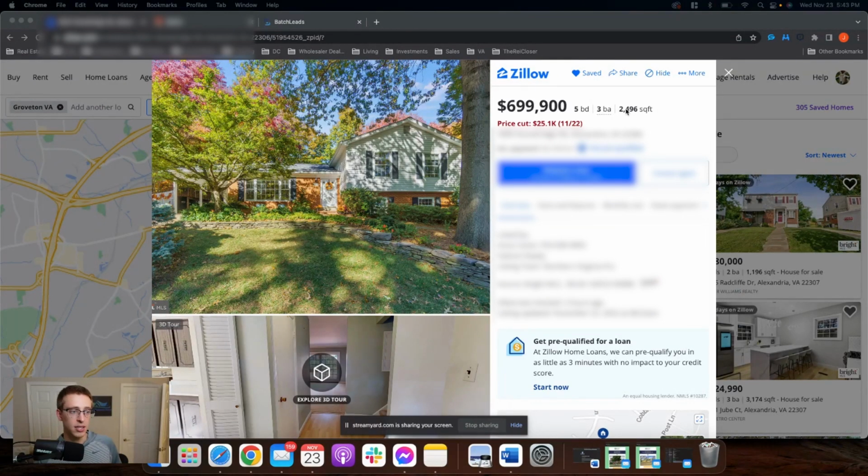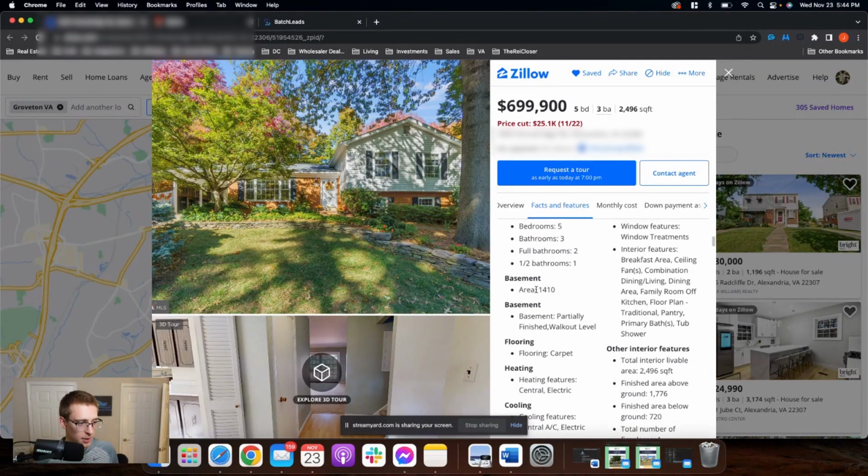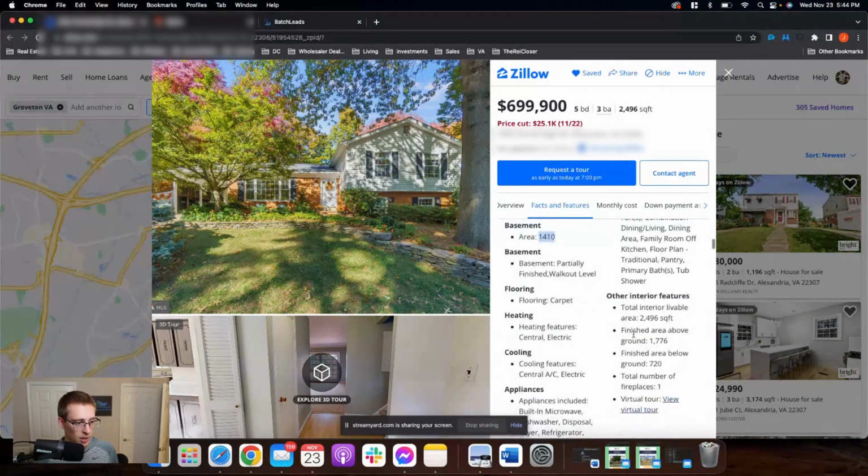And that's only in this area. So that's going to be market dependent. But for example, we have a 5.3 2400. So let's go see. The basement is 1410, and we can see the finished area below ground is 720 and above ground is 1700. And so that's where that 2496 is coming from. So this does include the basement, so we don't have to worry about factoring in the basement.